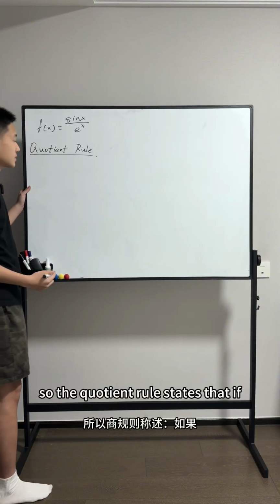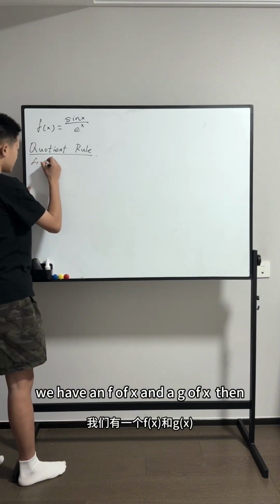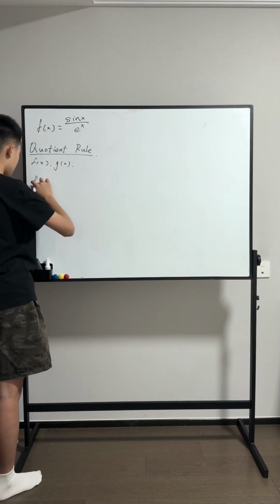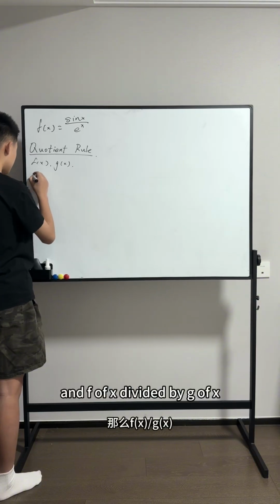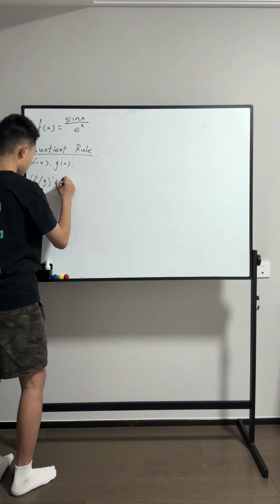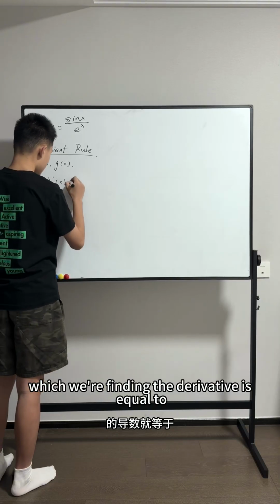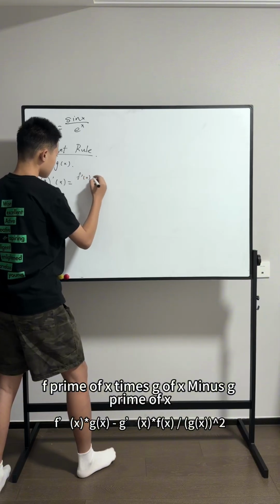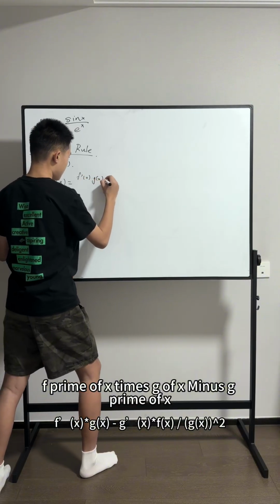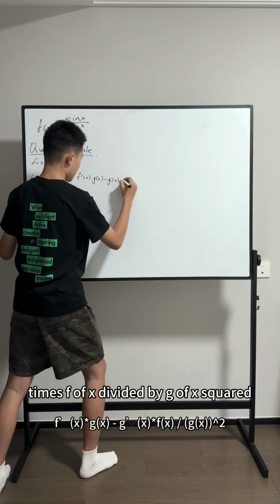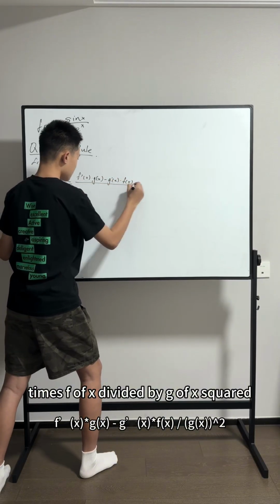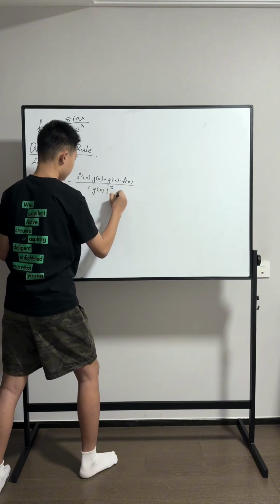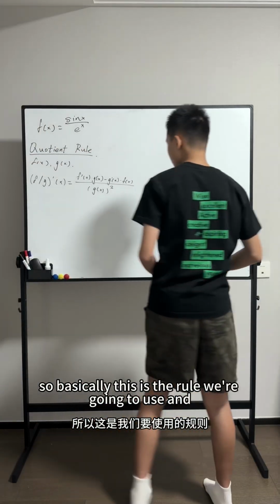So the quotient rule states that if we have an f of x and a g of x, then the derivative of f of x divided by g of x is equal to f prime of x times g of x minus g prime of x times f of x, divided by g of x squared. Okay, so basically this is the rule we're going to use.